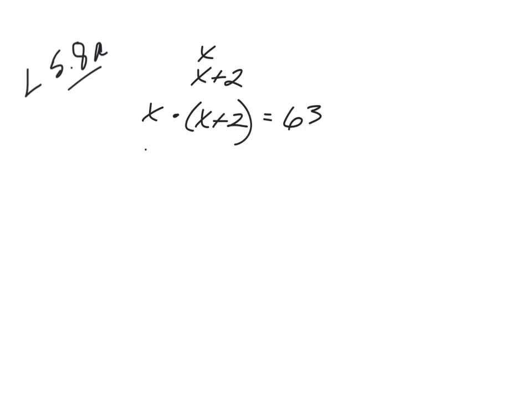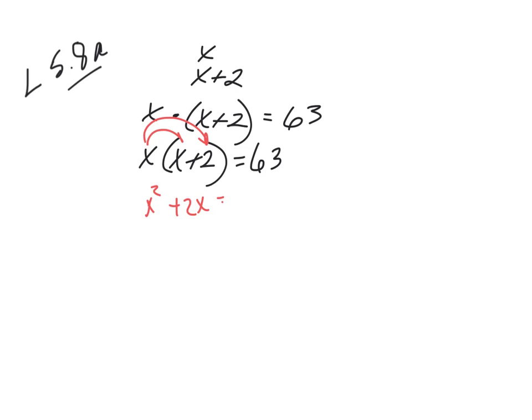That's our equation. Now if we distribute, we get x squared plus 2x equals 63. It's a quadratic equation. There's an x squared there, so what do we do with that? Well, remember, we set it equal to 0. And then we solve it.